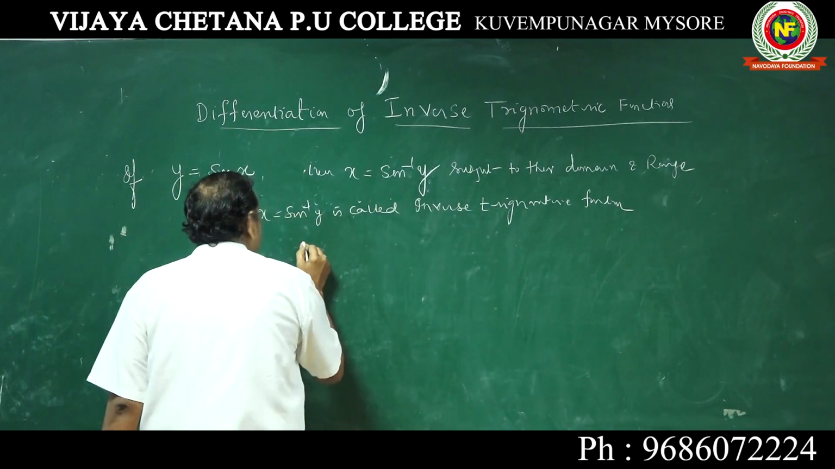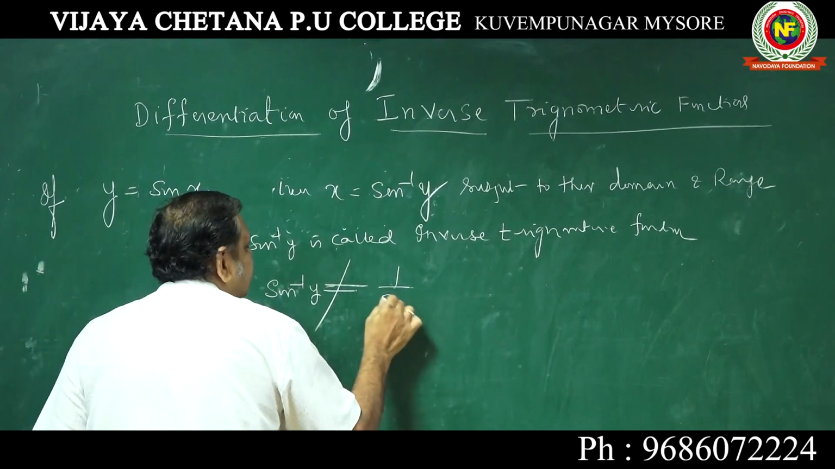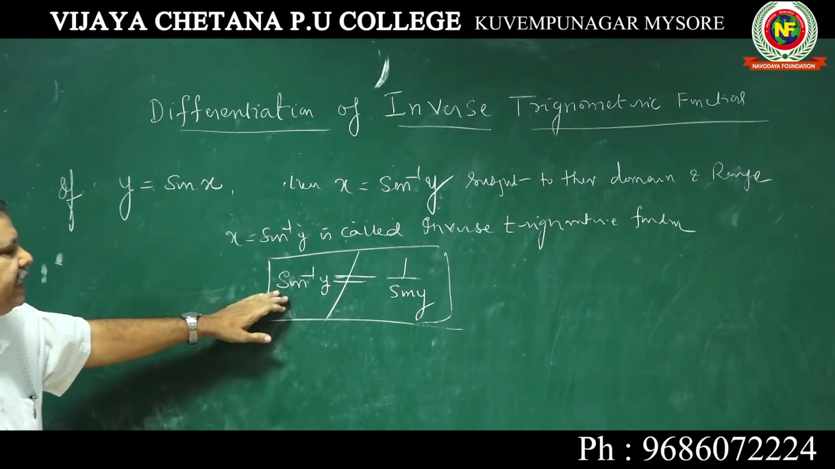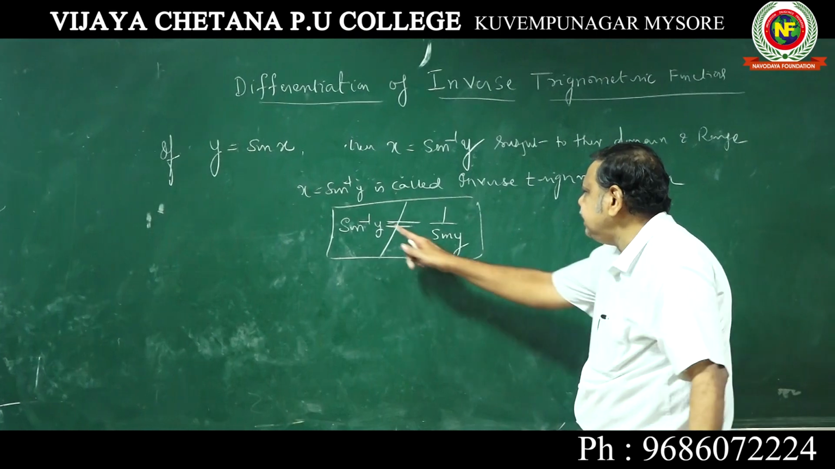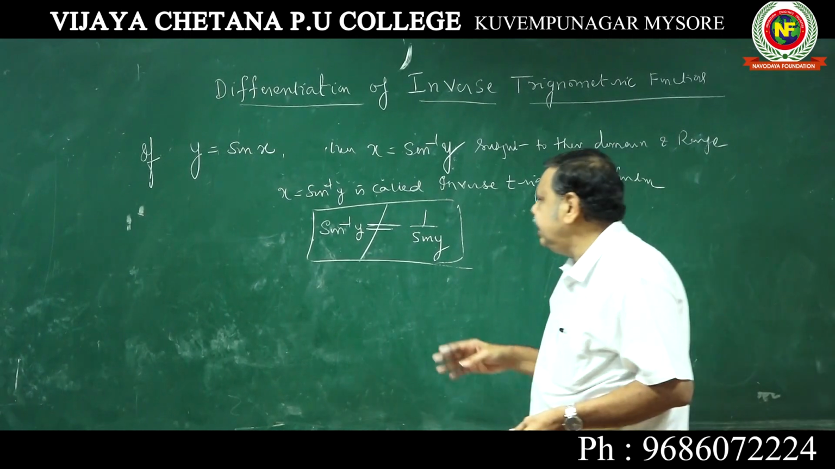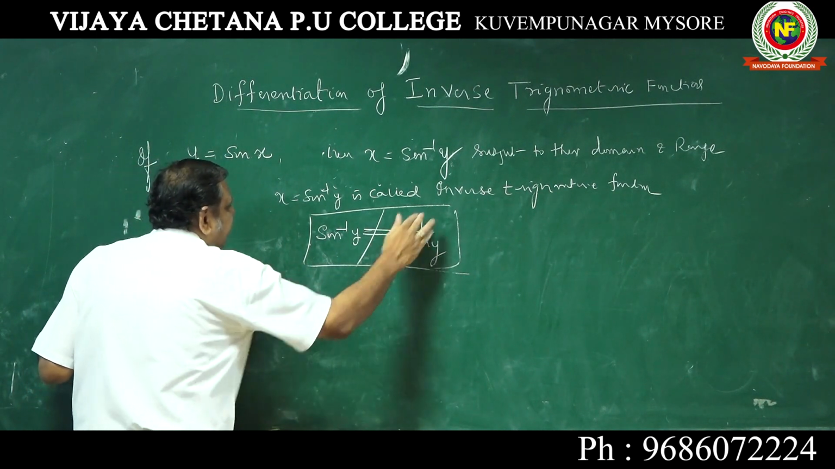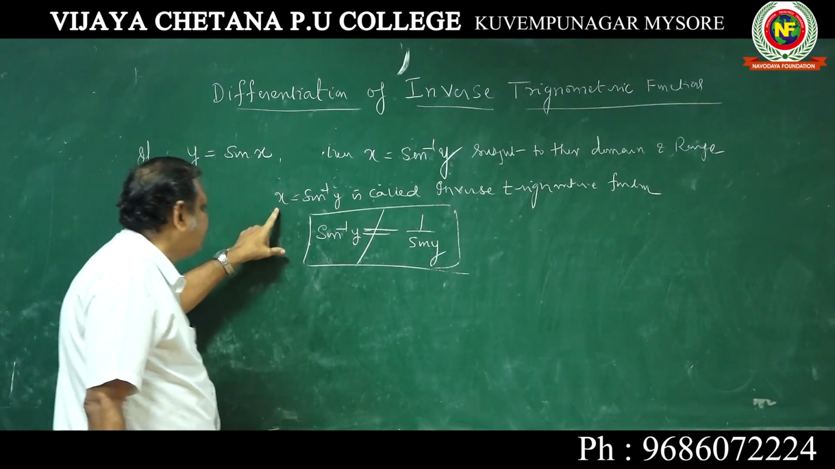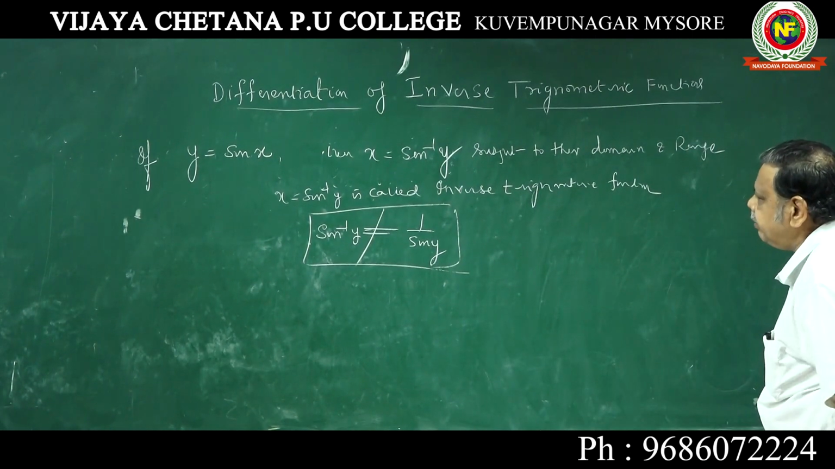But this should not be confused. Sin inverse y is never equal to 1 by sin y. Many students think that sin inverse y is nothing but 1 by sin y. It is wrong. Please note, sin inverse y is not equal to 1 by sin y. Many students commit this mistake: whenever it is sin inverse x, they immediately write 1 by sin x. It is wrong. If y is equal to sin x, x is equal to sin inverse y is called the inverse trigonometric function.